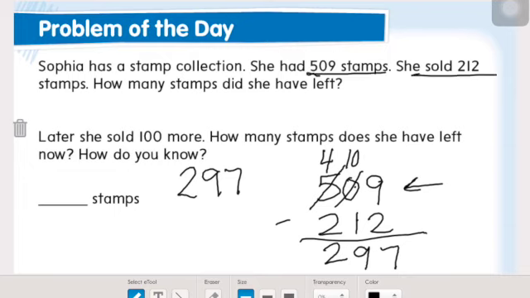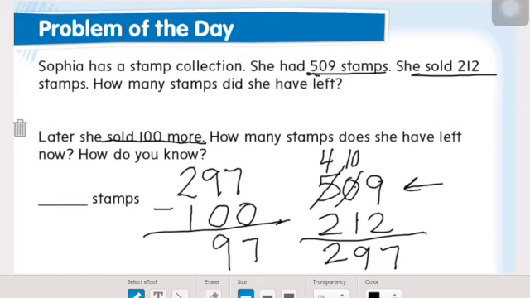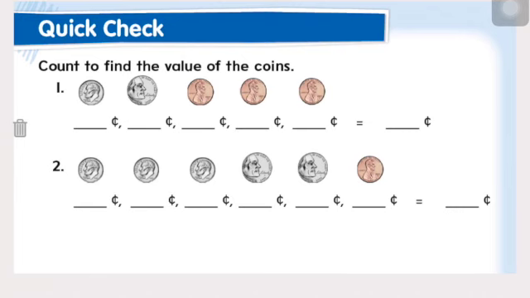But then later, she sold 100 more. So now we need to take away 100 more. And 7 minus 0 is 7, 9 minus 0 is 9, 2 minus 1 is 1. So she now has 197 stamps.